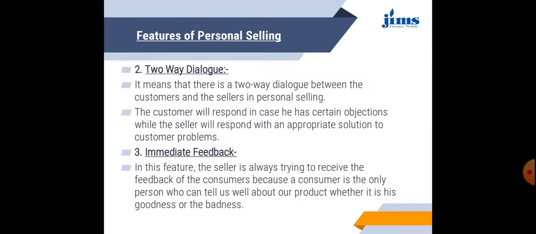Then we come to the second feature of personal selling, that is two-way dialogue. When we talk about two-way dialogue, that is two-way communication. There is communication from both sides, that is, the seller is trying to demonstrate or persuade the customer, and in return the customer or the buyer will also say something, respond or put up some queries, some kind of objections, and for those objections and queries, again the seller has to come up with appropriate or probable solutions to the customer. So this way personal selling becomes a two-way dialogue or a two-way communication process.